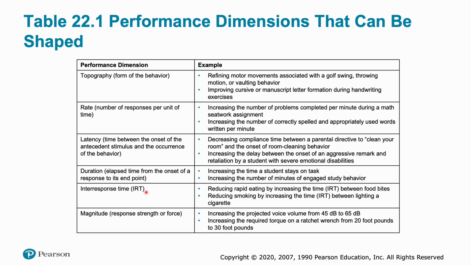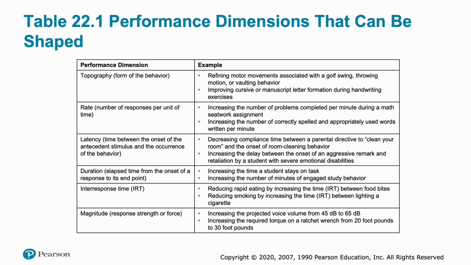So we can increase the inter-response time in order to reduce smoking. People use vapes now. People that use vapes smoke very, very often in comparison to cigarettes. Maybe you're smoking your vape every 30 seconds. So there's an inter-response time of 30 seconds in between those, and maybe you want to increase that inter-response time gradually so that eventually you're only smoking every 30 minutes. So that's also an example of another dimension that we can modify.